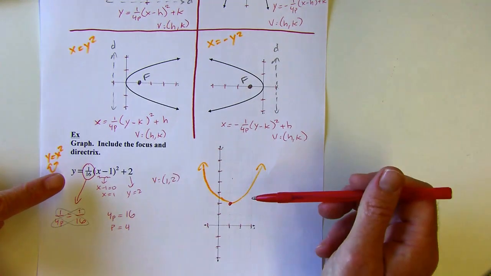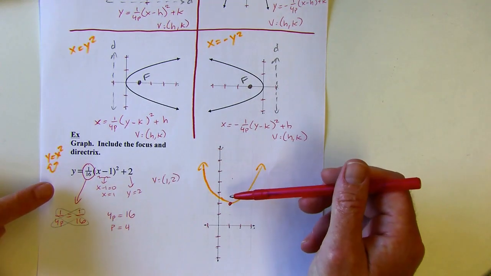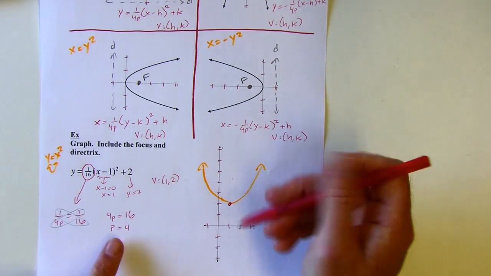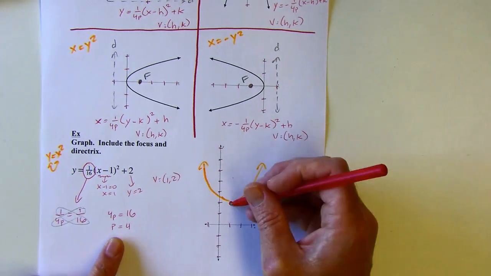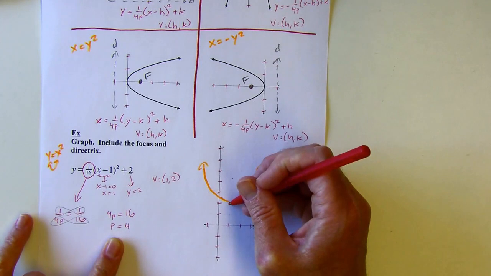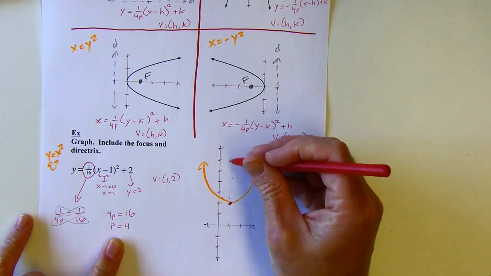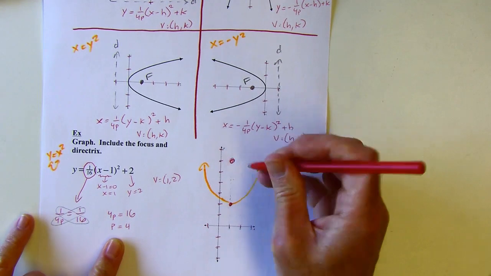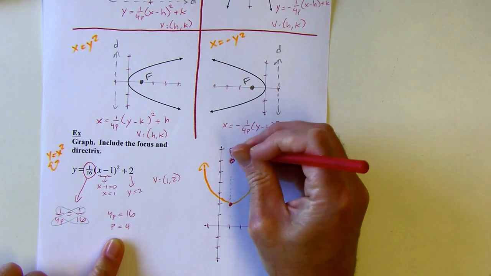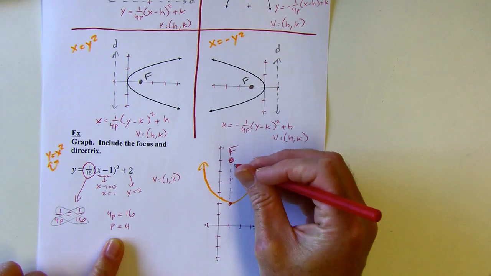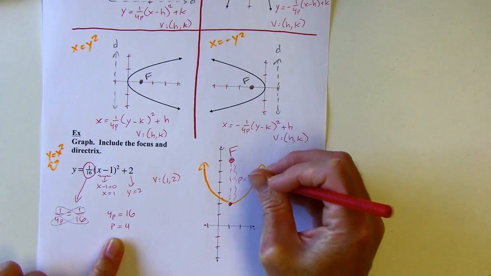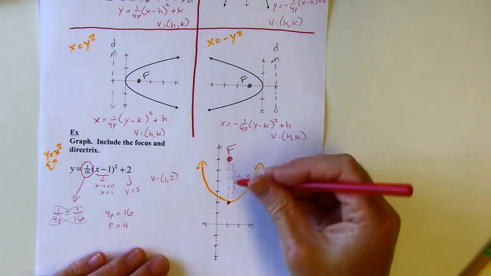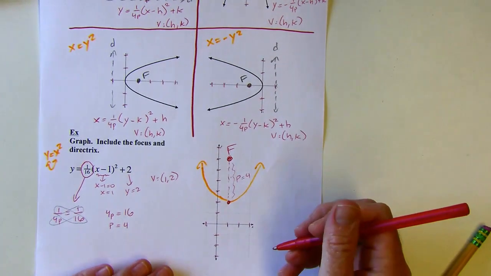I already know it's opening up, and I know I'm going to go up to get to my focus, because the focus has to be inside the parabola, right? So now I know how far I'm going to go up from here. I'm going to go 4 units. So let's see, 1, 2, 3, 4 puts me right there, right? Hey, I've got my focus. So this was the p-value, which is 4. I just went 4 units inside the parabola to get that focus. And you don't need to draw that stuff. I was just trying to explain that, okay?